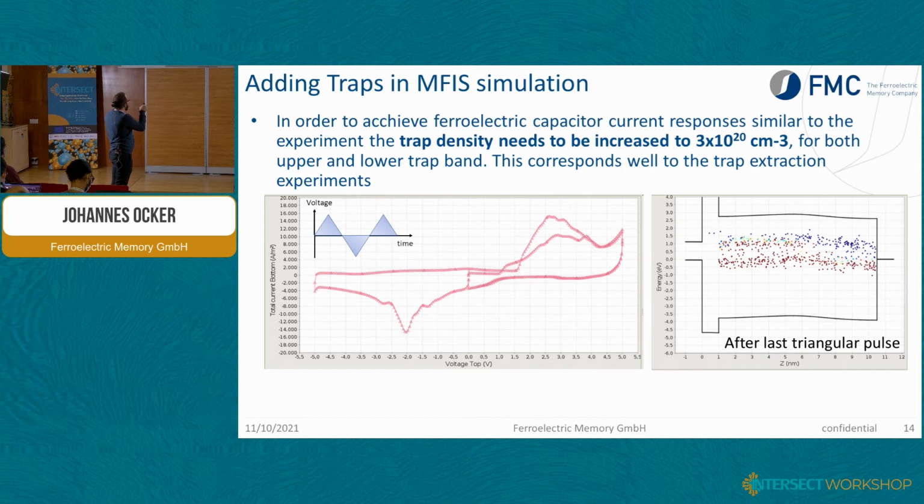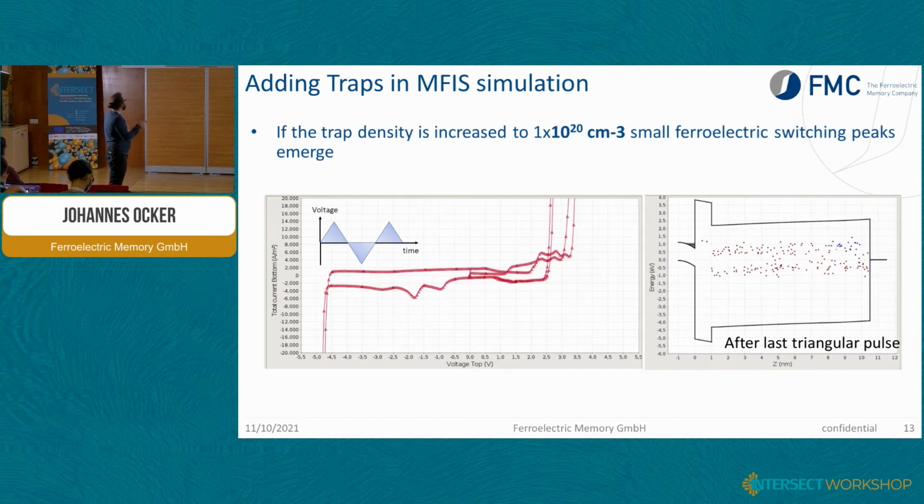So, and here this is the band diagram basically after this last triangular pulse. And the dots here, they are the traps. If they are blue, then that means there is no occupation of these traps. And if they are red, then it means they are fully occupied. And yeah, so if we go one back to the lower trap density, we can see that they are all filled, these traps, but this has not much impact actually on the polarization switching.